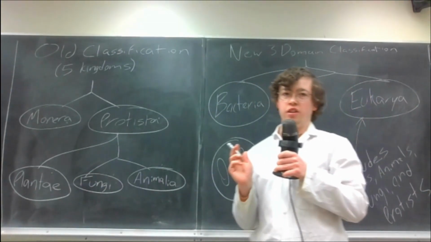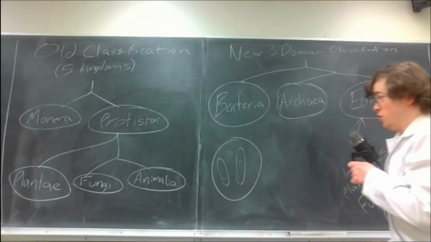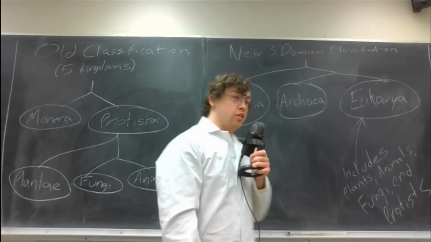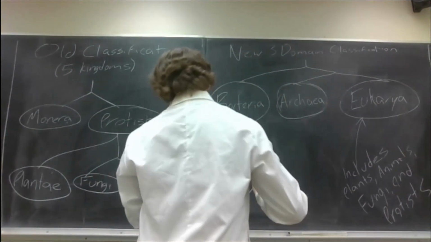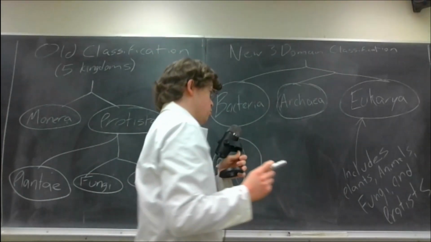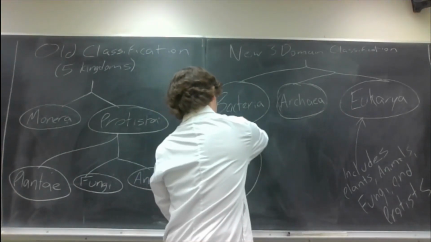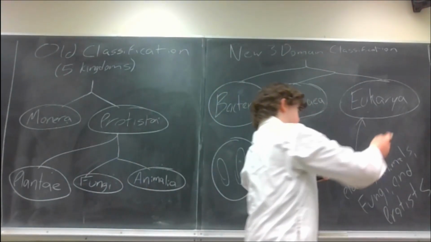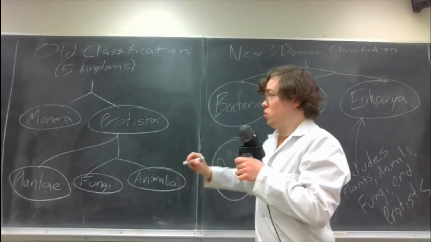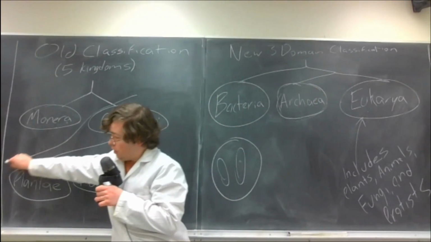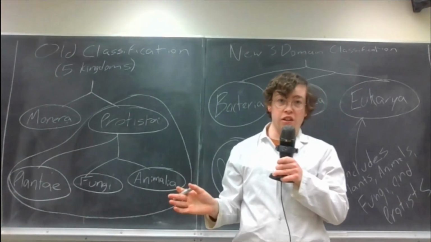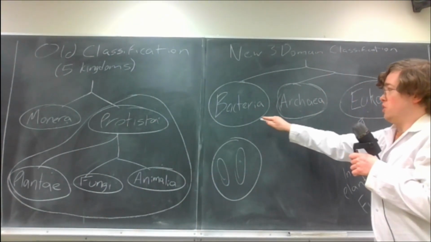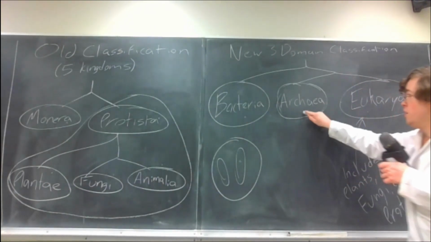This led to the creation of an entirely new means of classifying organisms, known as the 3-domain classification. In the 3-domain classification, instead of grouping all organisms into 5 kingdoms, we group them into 3 domains: domain bacteria, domain archaea, and domain eukarya. The eukarya domain includes basically all of these kingdoms from the 5 kingdom system. It doesn't include Monera because Monera has now been split into the domains known as bacteria and archaea.